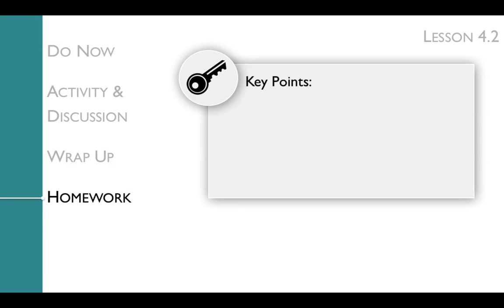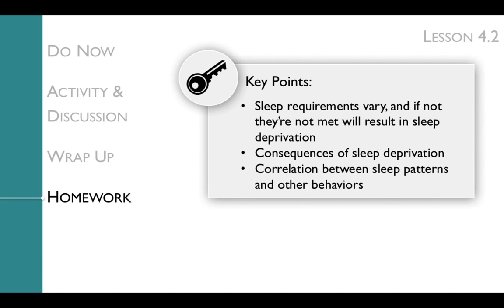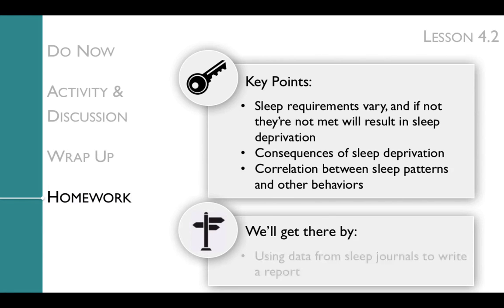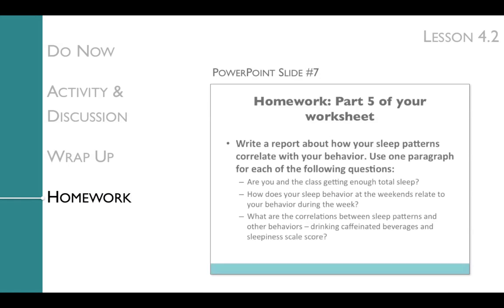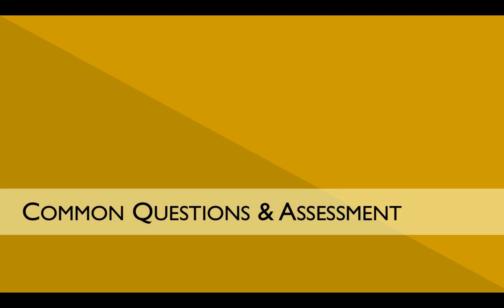The key points of the homework are that sleep requirements vary, and if not met, will result in sleep deprivation, the consequences of sleep deprivation, and the correlation between sleep patterns and other behaviors. We'll get to these key points by using data from our sleep journals to write a report. For homework, students will complete Part 5 of their worksheets, which asks them to write a report about how sleep patterns correlate with behavior.